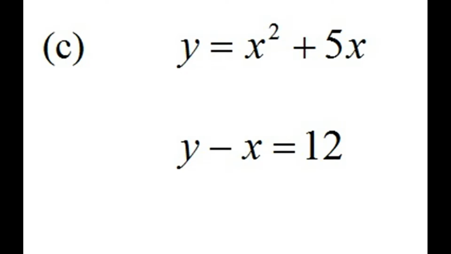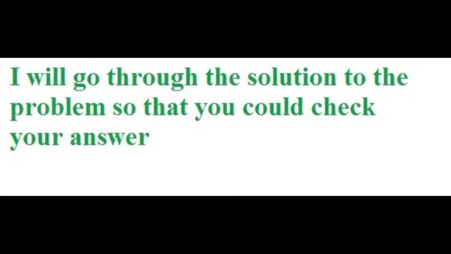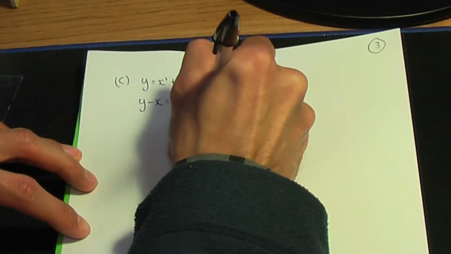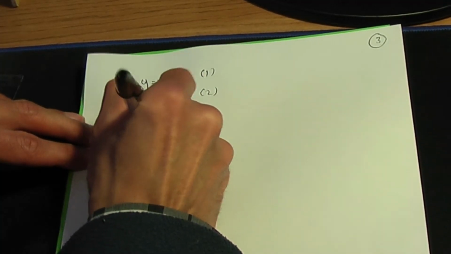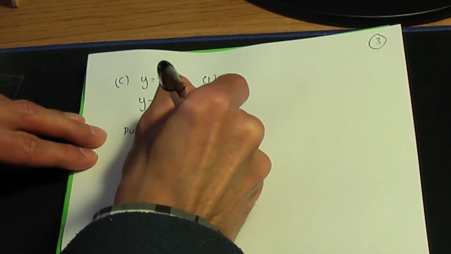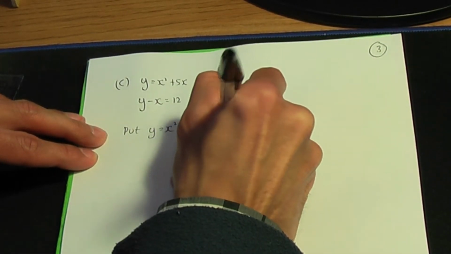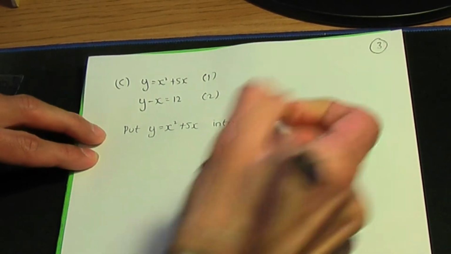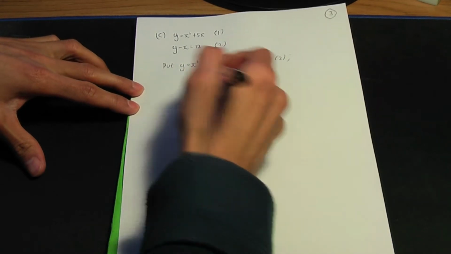So we have another example. Part C reads y is equal to x squared plus 5x, and the second equation is y minus x is equal to 12. So back to the paper and pen. Let's name these equations 1 and 2. I'm going to put y is equal to x squared plus 5x into equation 2.